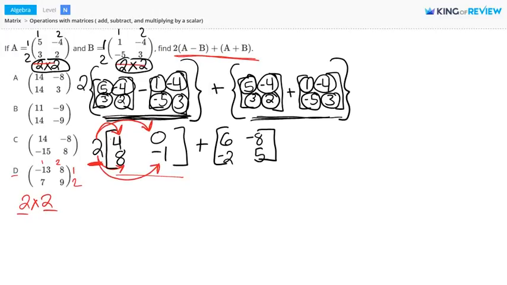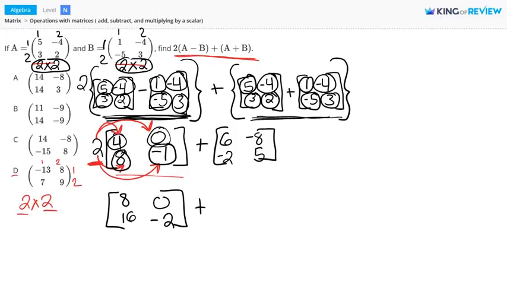So let's set that up. 2 times 4, which is this first entry here, is 8. Then we have 2 times 0, which is 0. 2 times 8 is 16. And 2 times -1 is -2. And we're adding this to this matrix here, 6, -8, -2, and 5.